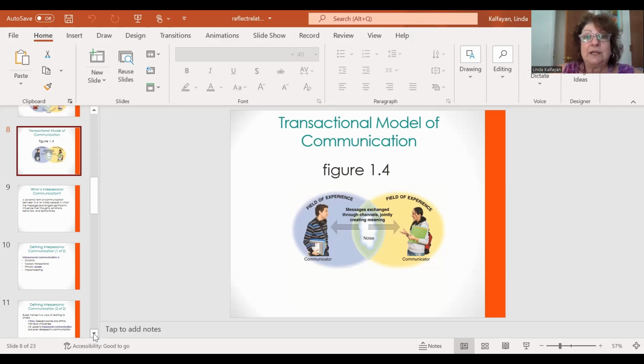Even in the workplace, your boss may be instructing you to do something, and at one point you have a question, so you stop in the middle and you ask your question. So your boss is speaking and you're asking the question simultaneously, and that's the transactional model.